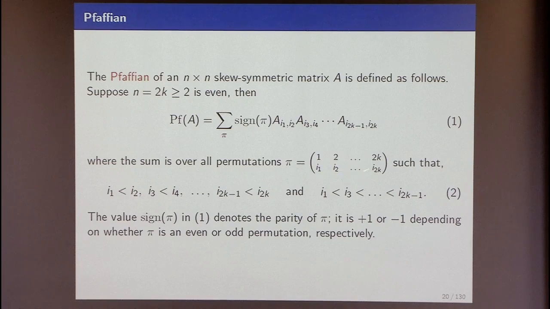So you stick with this particular permutation. Insist that i1 is less than i2, i3 is less than i4, and i_{2k-1} is less than i_{2k}. And then i1 is less than i3, and so on. So here's the first quiz for the morning, to see that you're awake: i1 is 1 by this constraint. Yes? Okay.